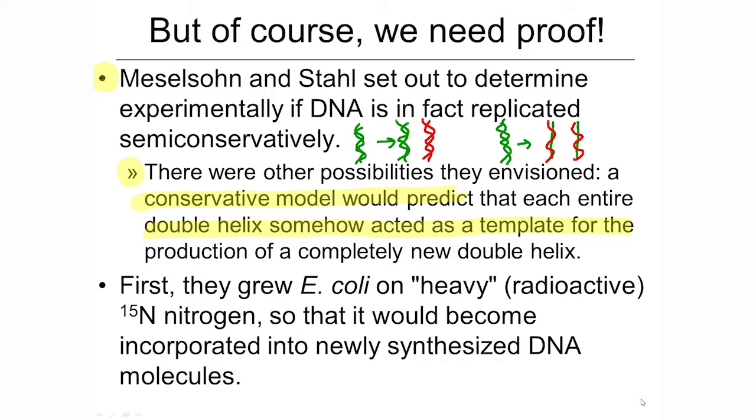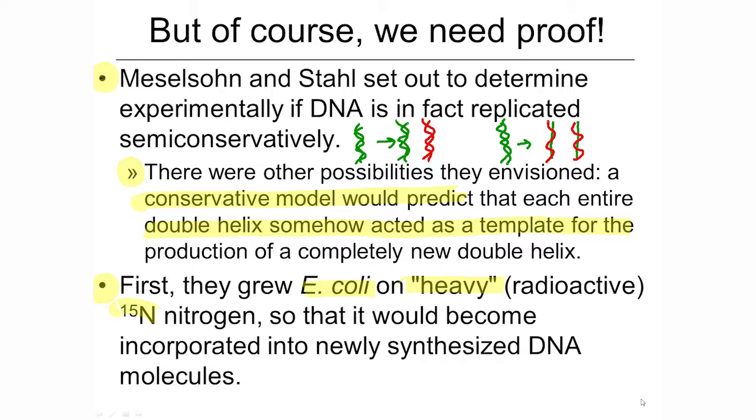First thing they did, and the experimental rationale is not the same, but we've seen this type of strategy before, is they grew E. coli, typical bacteria, on so-called heavy nitrogen. Now, it happens to be radioactive, but for this experiment, that really is not important. It's heavy in that it's 15N, as opposed to normal nitrogen. This is an isotope that's heavier. Normal nitrogen has a weight of 14.